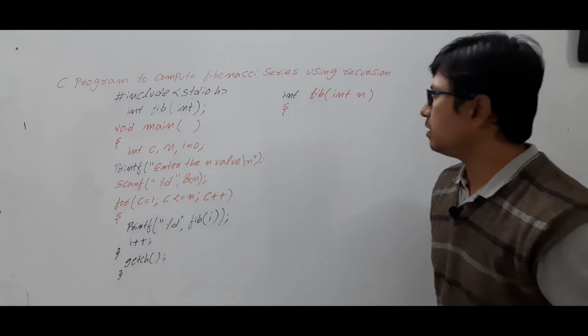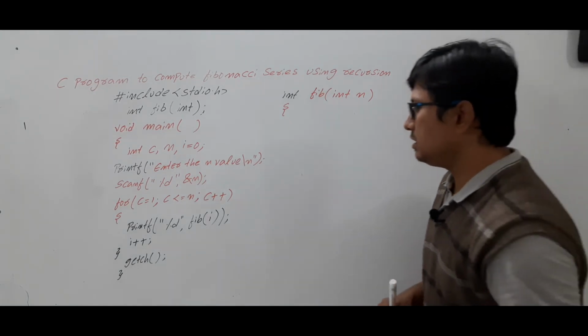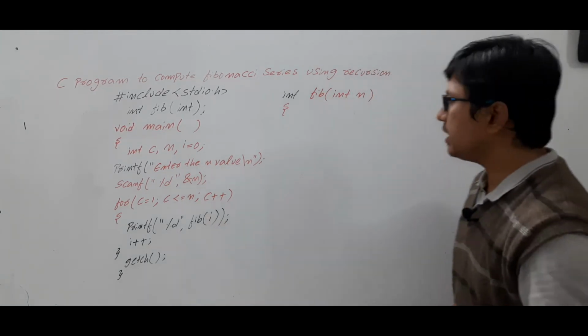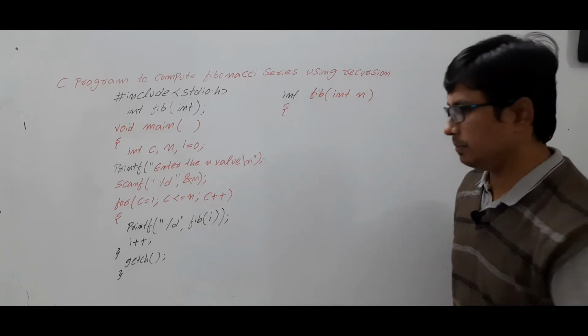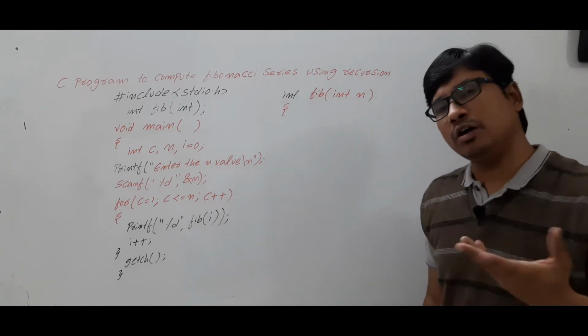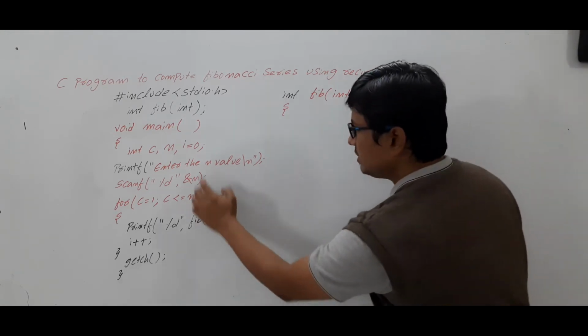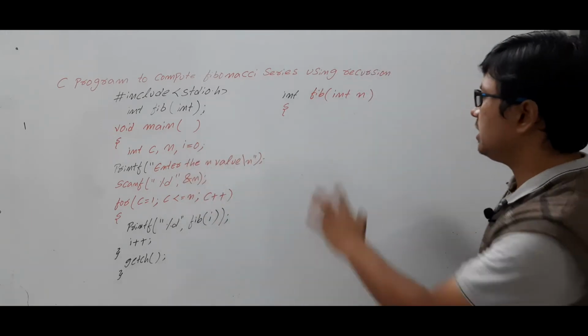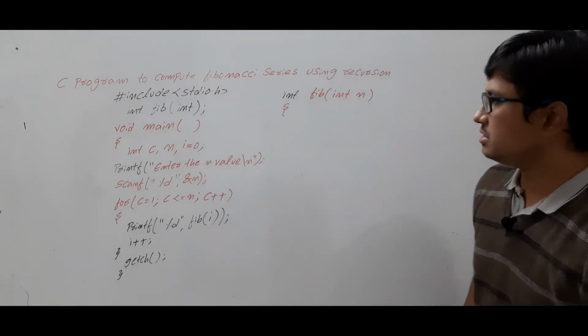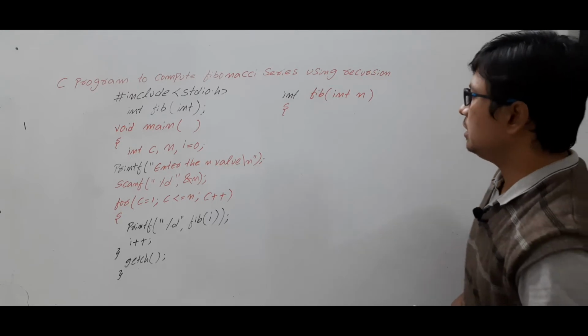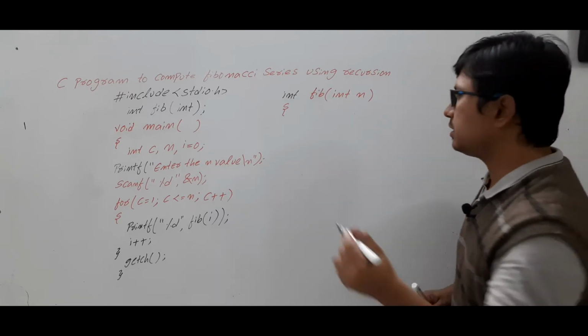Okay, is it clear? Are you able to understand? Now this is your actual parameter and this is your formal parameter. The name should be same or maybe different, because the I is the local variable in this function and n is the local variable in this function called fib. Now you need to look at it.